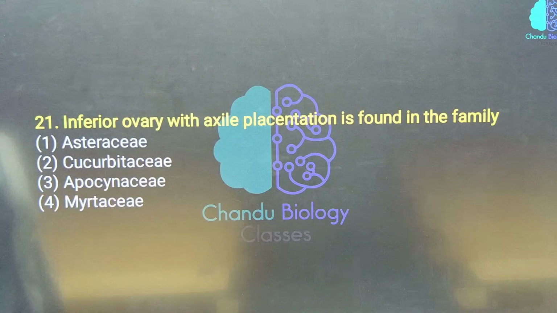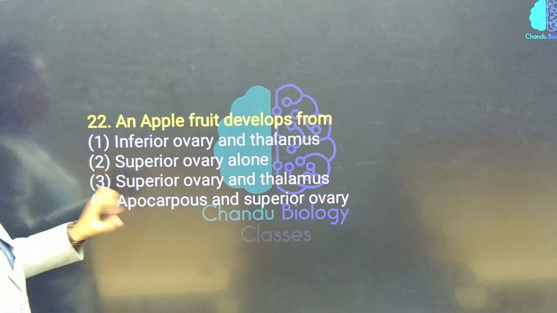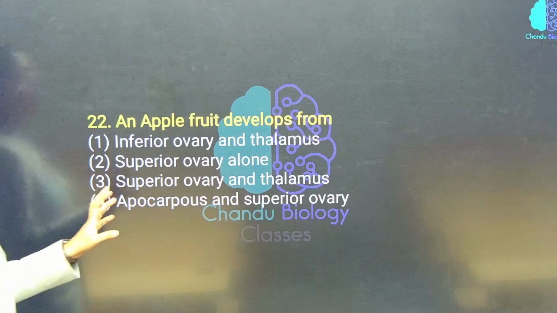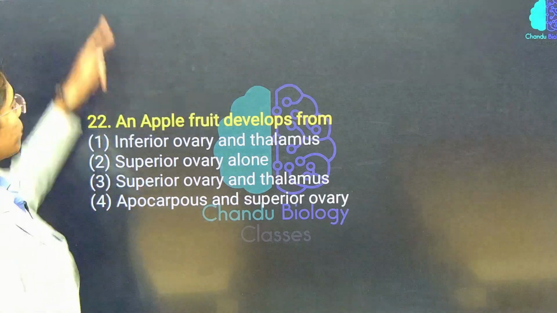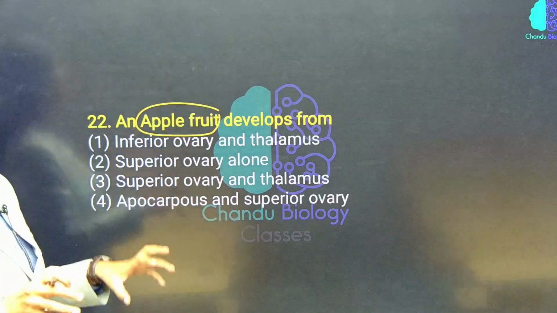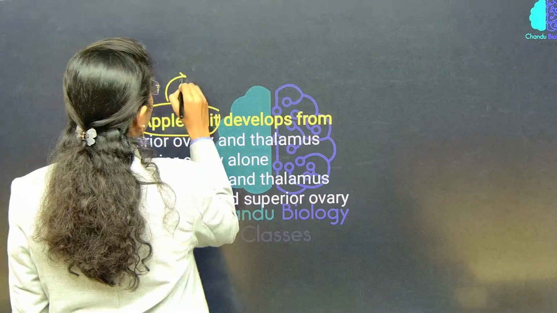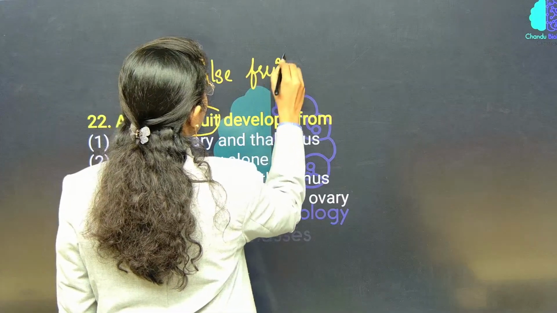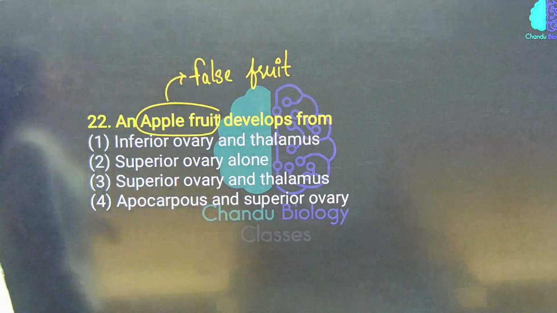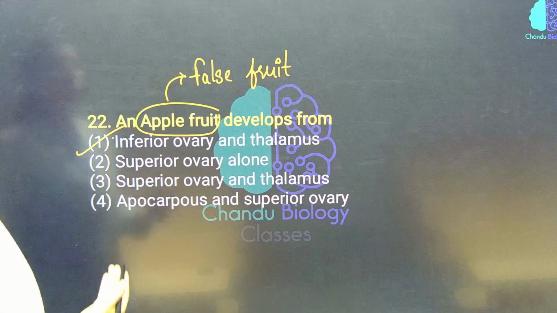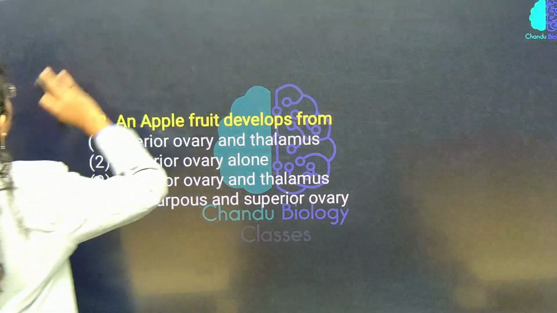Okay. Next question. An apple fruit develops from which part of the flower? Firstly, you answer whether apple fruit is a true fruit or false fruit. It is false fruit, right? Means along with ovary, some other part is contributing for fruit formation. What is that? Inferior ovary along with thalamus is contributing for the fruit formation in apple.